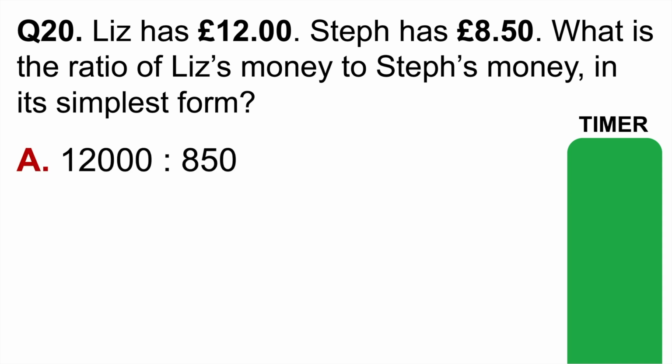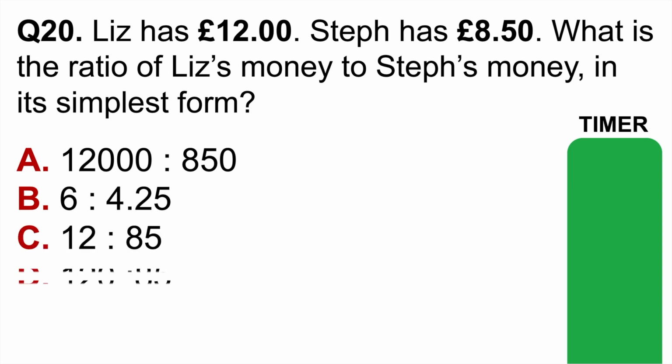A, 12,000 to 850. B, 6 to 4.25. C, 12 to 85. D, 120 to 85. Or E, 24 to 17. And you have the time it takes the timer to go to the bottom to put your answer in the comment section below. Here we go.